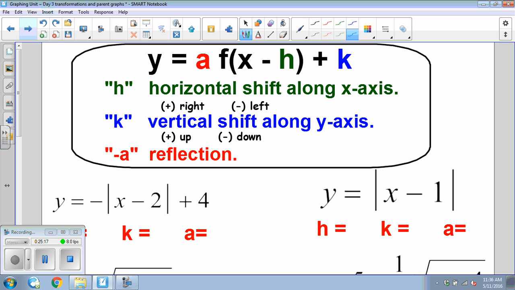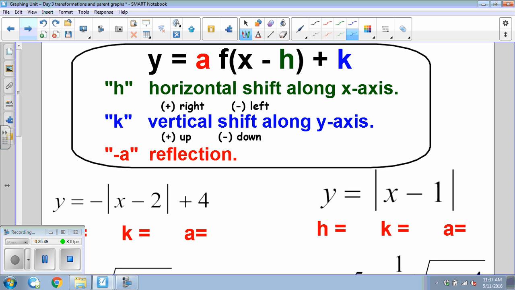Okay? Now, we're going to talk about how these things shift based on the value of h and k. I'm not going to pay attention to the number that A is. All I'm going to pay attention to is whether it's positive or negative. You're going to look at that and tell me whether it's reflected or not. If A is negative, then it represents a reflection. If A is positive, it's not reflected. That's all you're doing in terms of A.